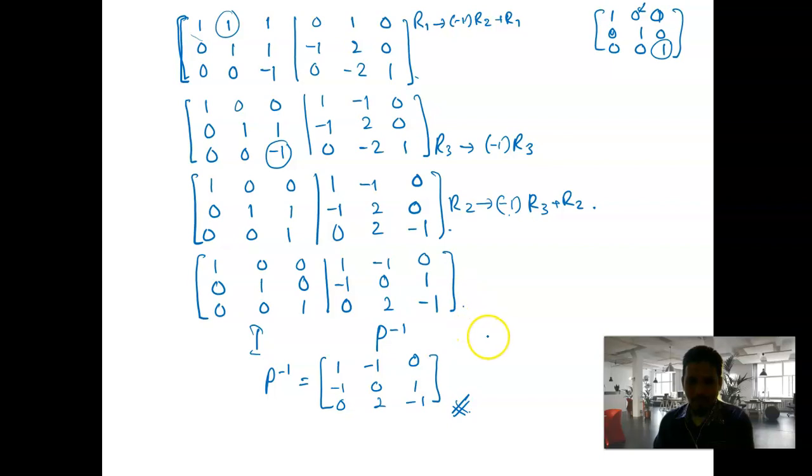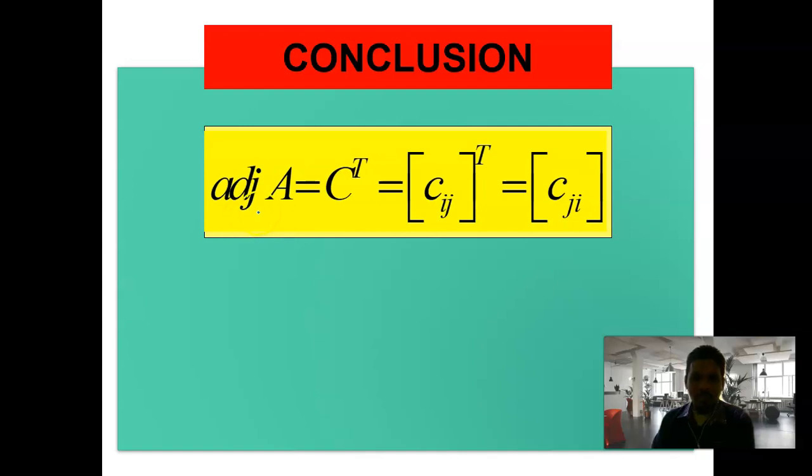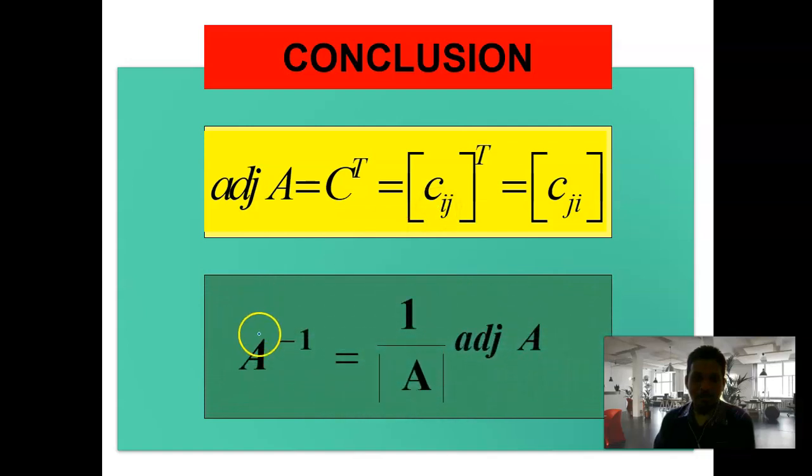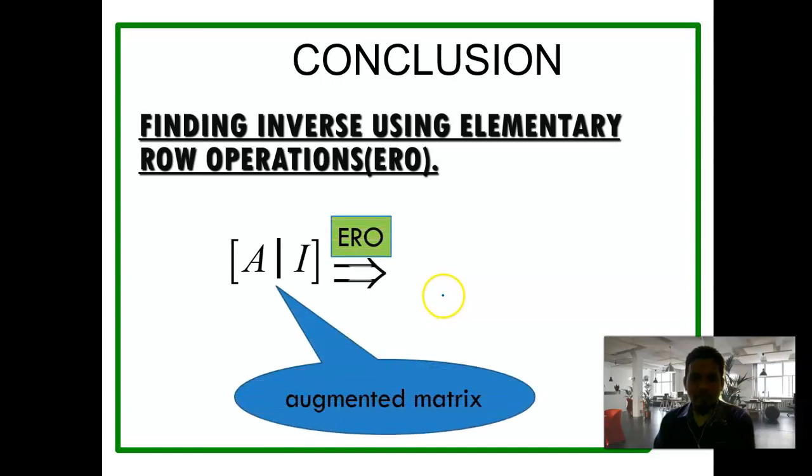Okay, so now finally, the conclusion: to find the adjoint of A, it is the transpose of the cofactor of the matrices, and A inverse equals 1 over the determinant multiplied with the adjoint of A. Or find the inverse using elementary row operations, using the process of ERO until you get the new matrix on the right side, replacing the identity, switching the position from the right side to the left side of the process, and this is the inverse of the matrix.